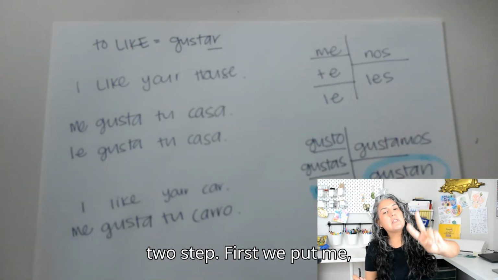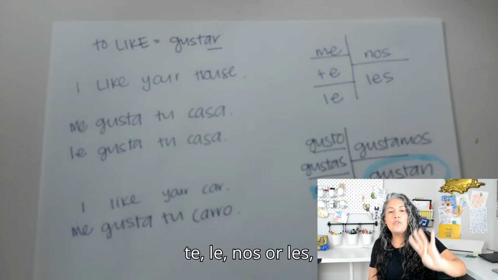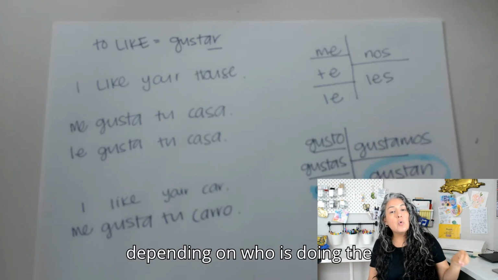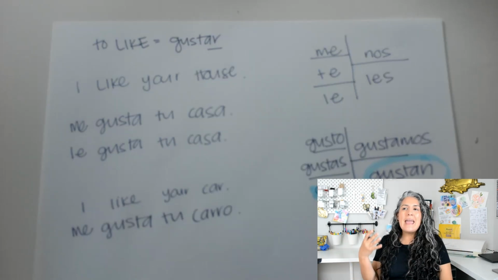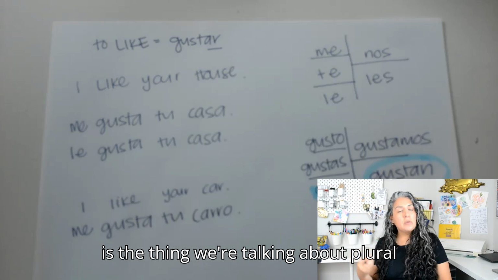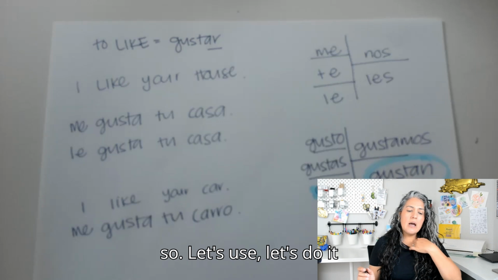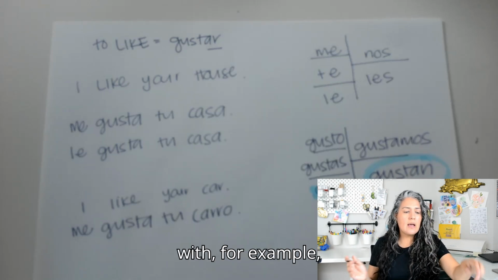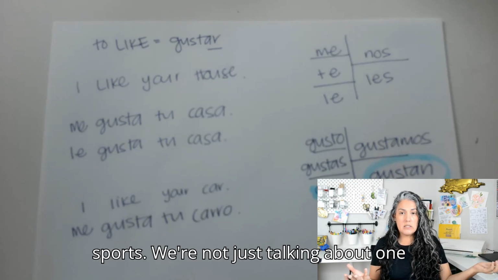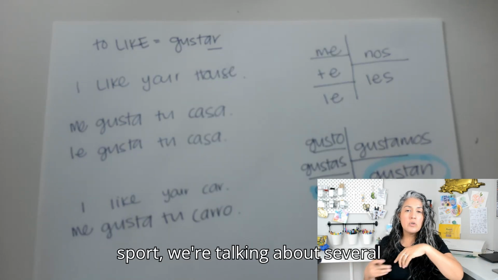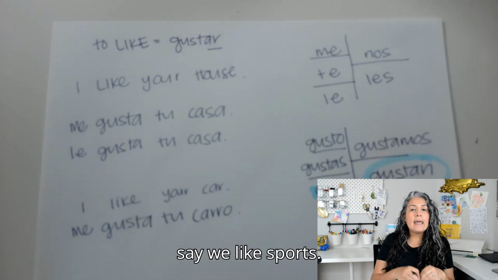So it's a two-step. First, we put me, te, le, nos, or les, depending on who is doing the liking, the pleasing. And then we think, is the thing we're talking about plural or singular? For example, me gusta tu carro. So let's do it with, for example, something that's plural. For example, sports. We're not just talking about one sport, we're talking about several sports. So let's pretend we're going to say, we like sports.